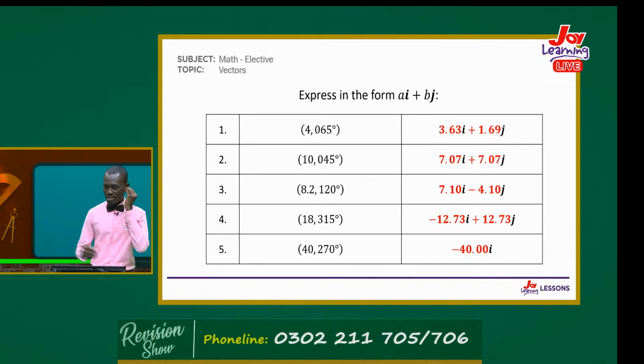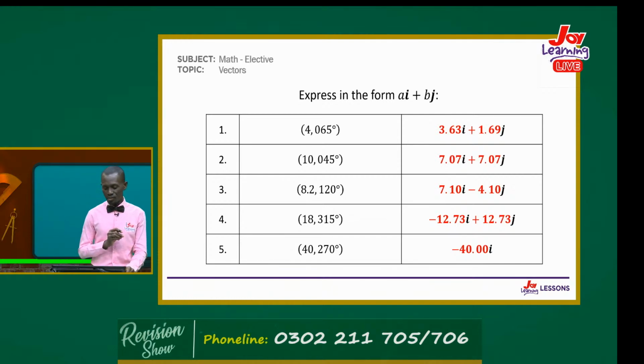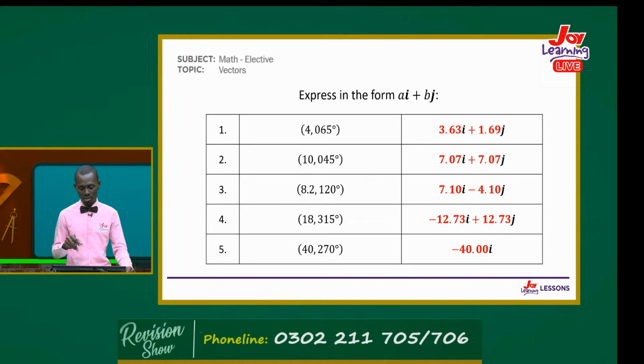All right, so these are our final answers. I have converted them from their surd form into a more friendly form, and approximated them to 2 decimal places. Now notice question 5 was 40 at 270 degrees. Sine 270 degrees gives you -1, so negative 1 times 40 gives negative 40. Cos 270 degrees is 0, and 40 times 0 is 0.